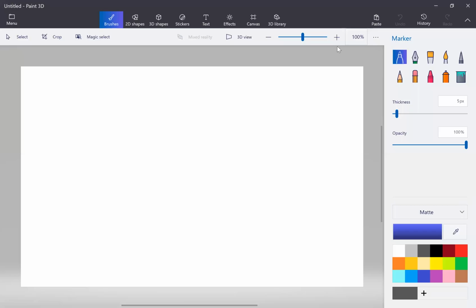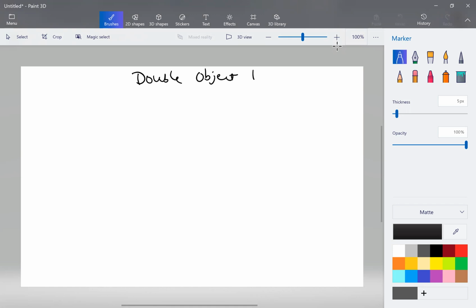Like I said, today we're going to be starting double object pronouns. Double object pronouns. And that's using direct and indirect object pronouns together.